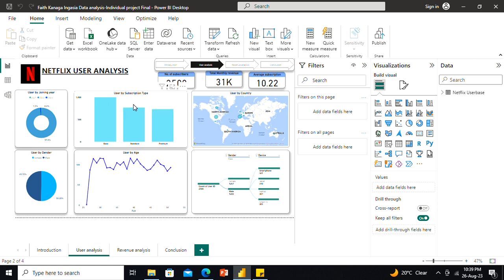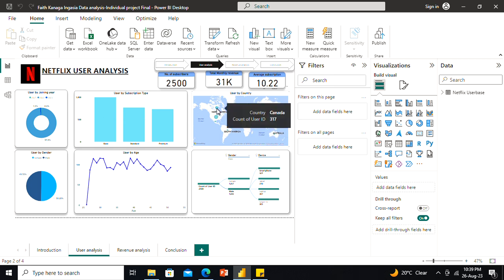Then user by subscription type. The majority of the users are using the basic type, followed by standard, then followed by the premium subscription type. User by country. The majority of the users come from the United States, followed by Spain, then Canada.